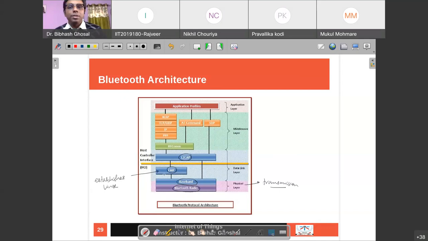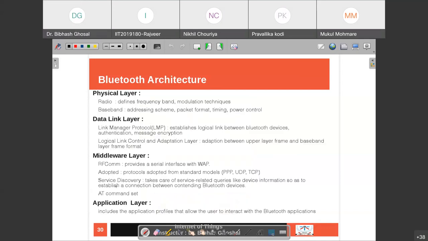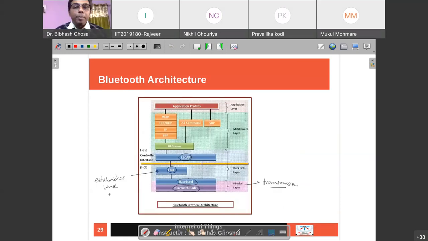So this layer is the one that establishes this link between the Bluetooth devices. It also ensures authentication and encryption, because it has to be through a passphrase, right? So there is some kind of encryption and authentication that is required. This is handled here, in the link layer.